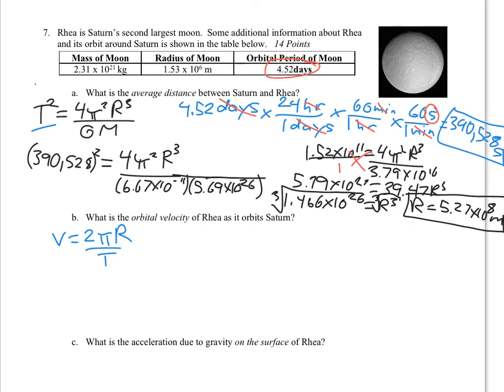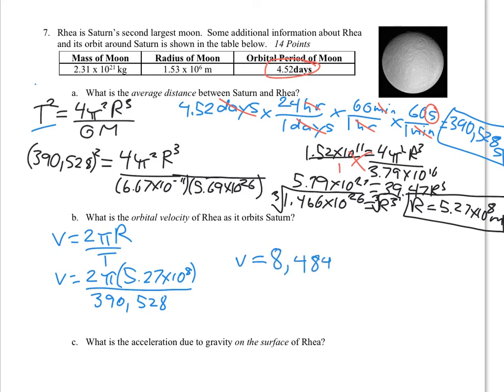Now, it may not be a perfectly circular orbit, but it's going to be close enough, and we'll just ultimately find the average velocity. So for this, I'm going to use the radius of the orbit, which is the number that I just found, 5.27 times 10 to the 8th. And I'm going to divide it by my time, the period, but I want to keep it in seconds, so I'm going to use the 390,528. And the reason I'm doing that is that's going to give me my velocity in meters per second. So when I do that in my calculator, I end up getting an answer here of 8,484 meters per second. So that's the velocity of this moon as it's in orbit around Saturn.